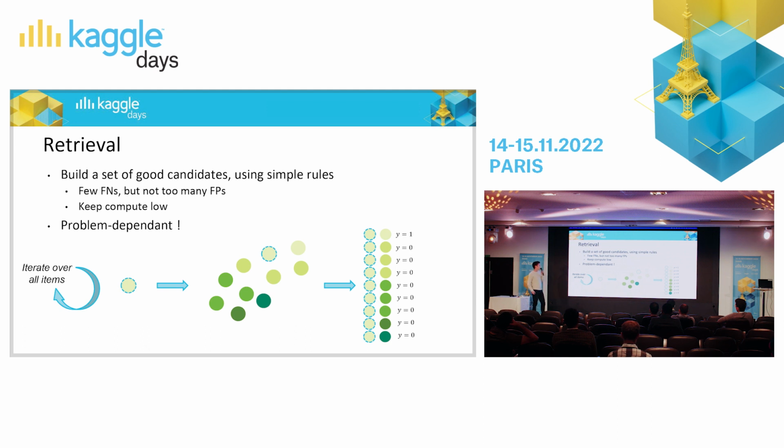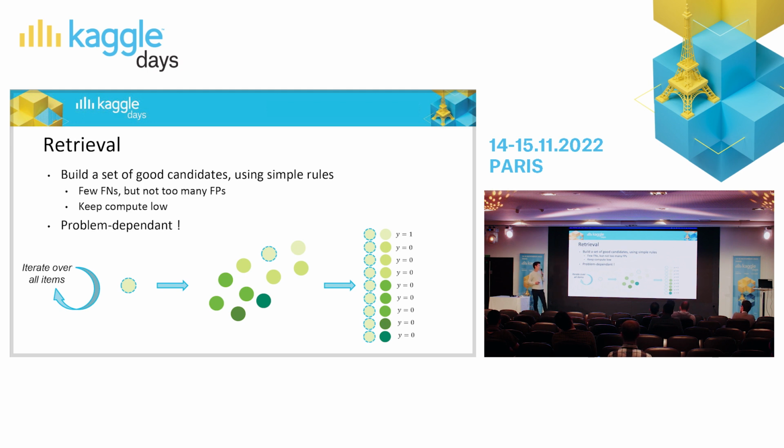For retrieval, the idea is that you want to build a set of good candidates, but you don't want to miss any positive matches. And the fewer false positives you have, the better your retrieval model is. Because if you retrieve, say, 200 items, and among them only one is positive, you are building a way too hard, unbalanced problem, and you will struggle later on. And the fewer candidates, the lower the compute cost of the next step.